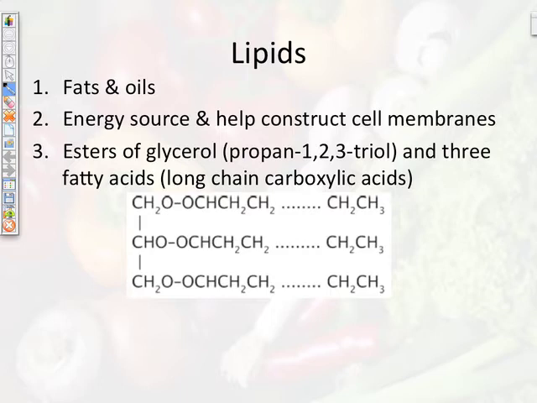You see all those dots there. If those dots mean that all 3 of those are the same length, then we call it a simple glyceride. If all of them have the same number of carbons and hydrogens, it's a simple glyceride. If they have different lengths, they're called mixed glycerides.